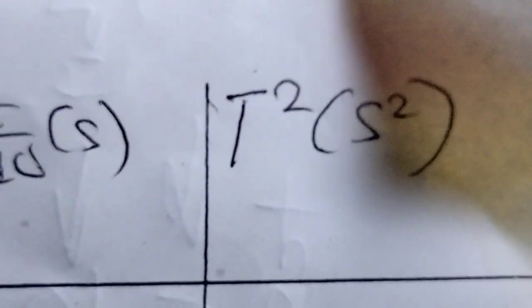Dividing 13.360 by 10, we'll have 1.360. Dividing 17.90 by 10, we'll have 1.790. Dividing 18.80 by 10, we'll have 1.880. And so on. Then the next column is period squared.